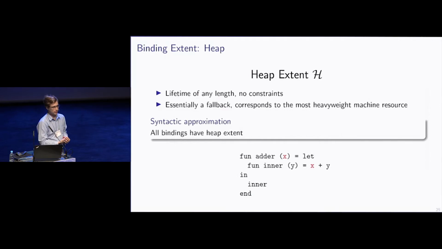And so a simple syntactic approximation for when you can implement something on the heap is: you can always implement things on the heap, but sometimes you have to. So if we consider that binding for X earlier, for example, that binding has a very long lifetime potentially, and so we kind of have to put it in the heap.